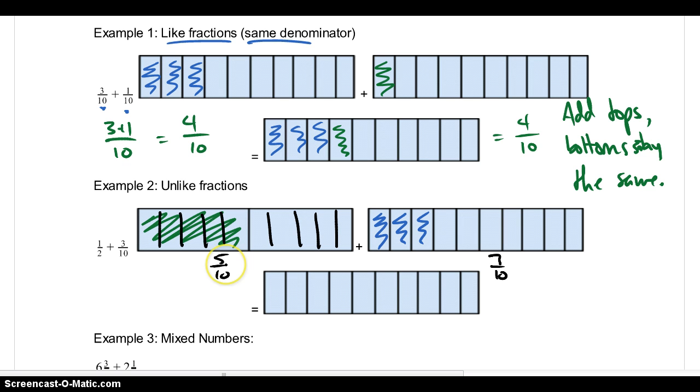We've still got 3 tenths. Now if we put our pieces together, we've got 1, 2, 3, 4, 5 tenths from the fraction on the left, which was a half, still is a half. 3 tenths from the fraction on the right, so we've got a total of 8 tenths.